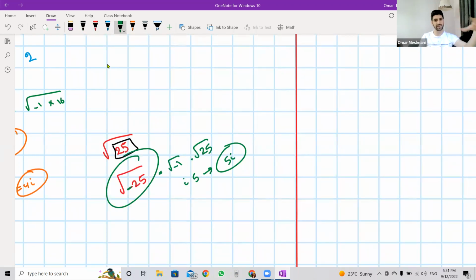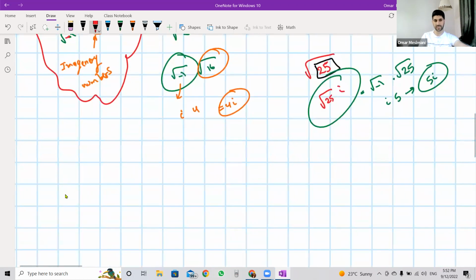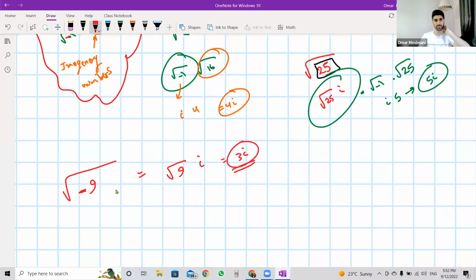I can have a faster, easier thing to say: once you see a negative inside, delete this negative inside and put an i outside. Okay, one more time. As an example, let's say I have the square root of negative 9. Because there is a negative inside, I'm going to put an i outside, and I'm going to ask myself, what is the root of 9? The root of 9 is a 3. So basically, the answer is 3i. The answer is 3i.